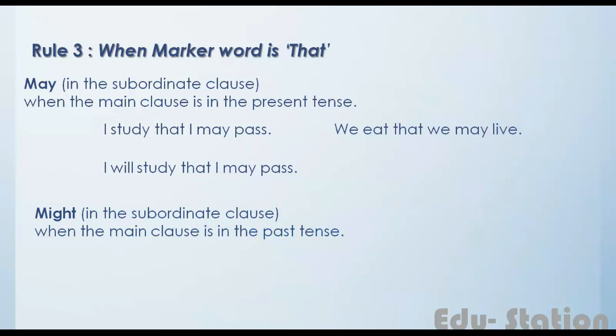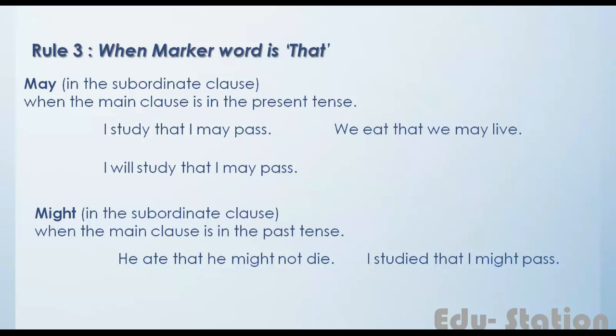When the main clause is in the past tense, might is used in the subordinate clause when the marker word is that. For example, he ate that he might not die. I studied that I might pass.